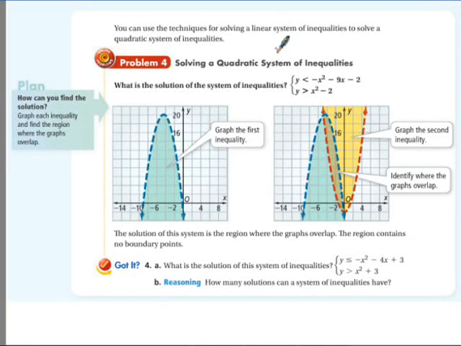You can use techniques for solving linear systems of inequalities to solve a quadratic system of inequalities. When we had linear systems of inequalities, we graphed them, and where they overlap is the solution. Same thing for quadratics. First, we graph the first one, then we graph the second one, and we just identify where the overlap is, and that region is our answer. The solution of this system is the region where the graphs overlap. The region contains no boundary points. So it's just this area, where they overlap.